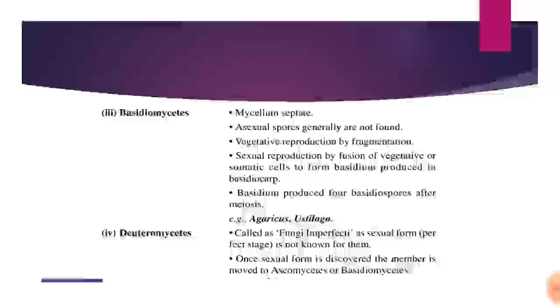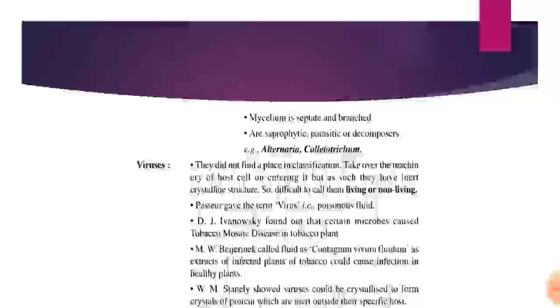Deuteromycetes are called fungi imperfecti as the sexual form is not known for them. Once the sexual form is discovered, the member is moved to Ascomycetes or Basidiomycetes. Mycelium is septate and branched. These are saprophytes, parasites or decomposers. Examples: Alternaria, Colletotrichum.